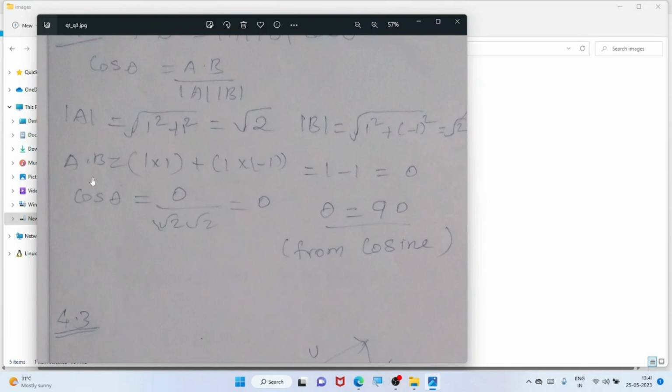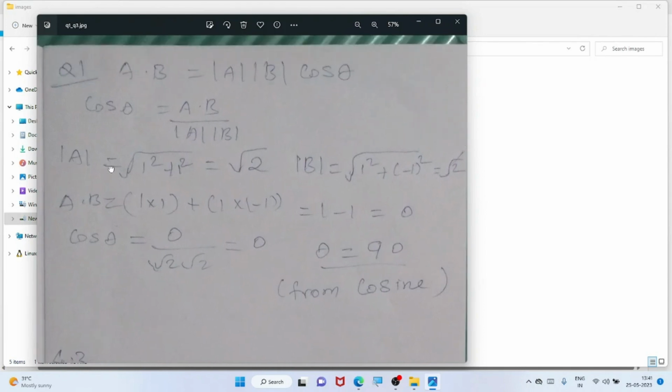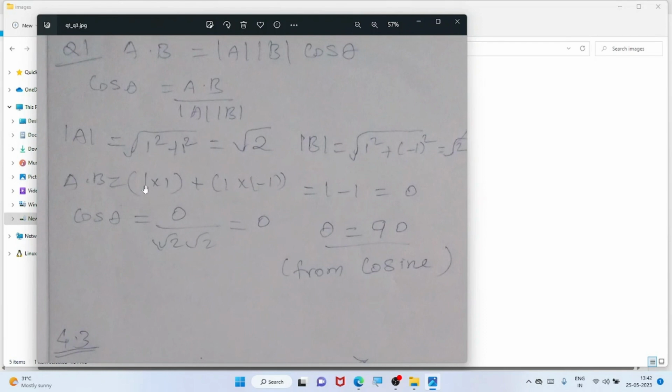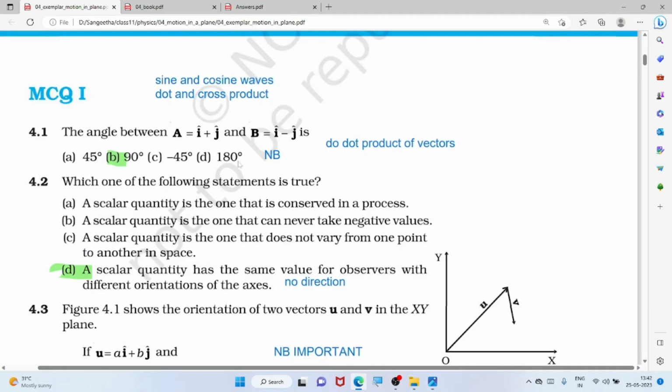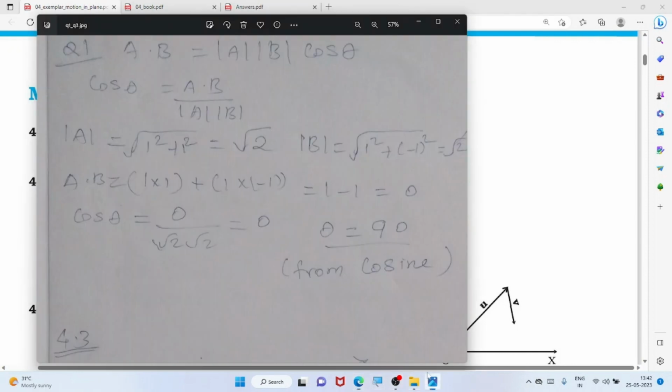Now A dot B is, i plus j dotted with i minus j. So i and j: 1 into 1, then 1 into minus 1, because in the question this is minus. Okay, 1 into 1 plus 1 into minus 1. So then it will become 0.